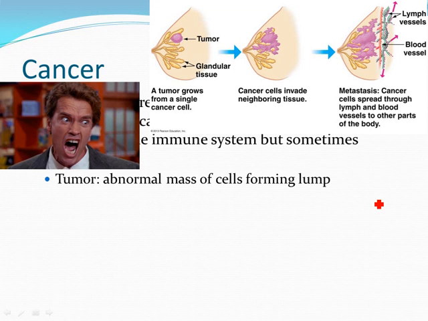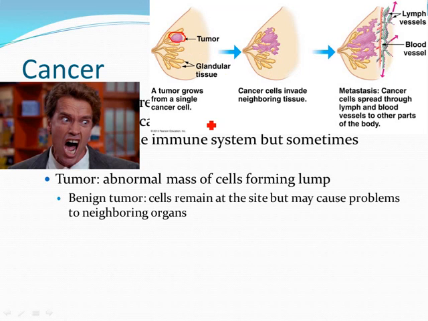The tumors are these abnormal masses of cells that form that lump, as shown over here. And benign tumors are when you have those cells, that mass of cells, but it just remains in that location, so it doesn't spread anywhere. That's a benign tumor. Go ahead, Paris.